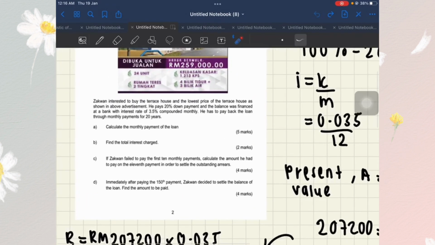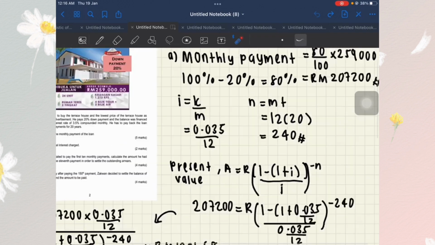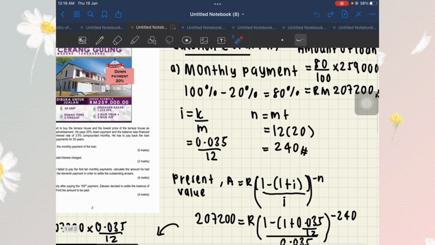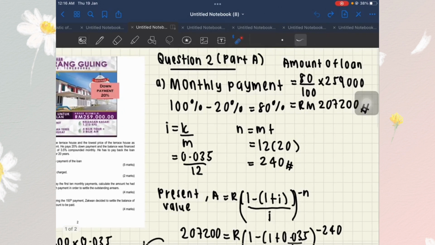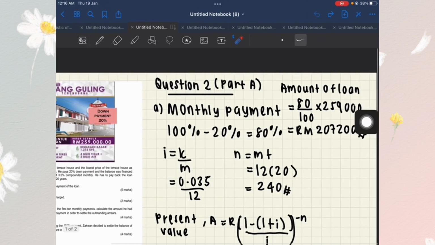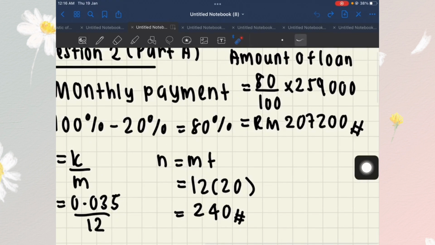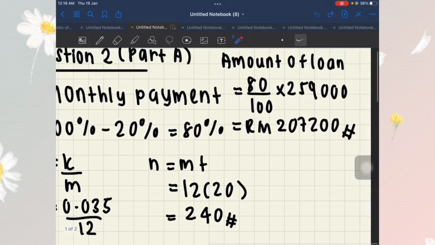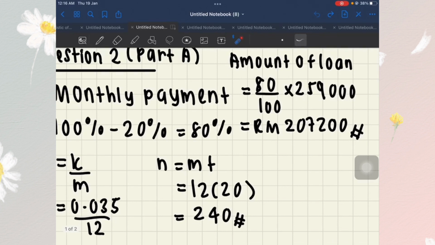Today I will be explaining question 2 part A. The first question is to calculate the monthly payment of the loan. First thing first, we have to calculate the monthly payment. Before that, we take 100% minus 20%, which is the down payment, and we will get 80%. After that, we can calculate the amount of loan, which is 80% times 259,000, which is the price given, and we will get 207,200.